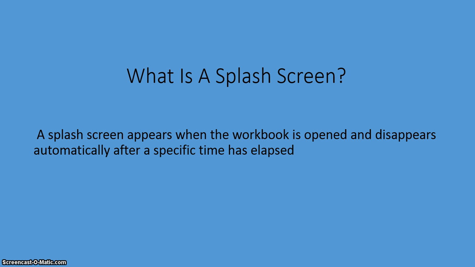Now, first of all, let's describe what a splash screen is. It's basically a screen or an image, whatever you want it to be, that will appear when the workbook is first opened. And in this workbook example, it's going to disappear automatically after a specified period of time has elapsed.